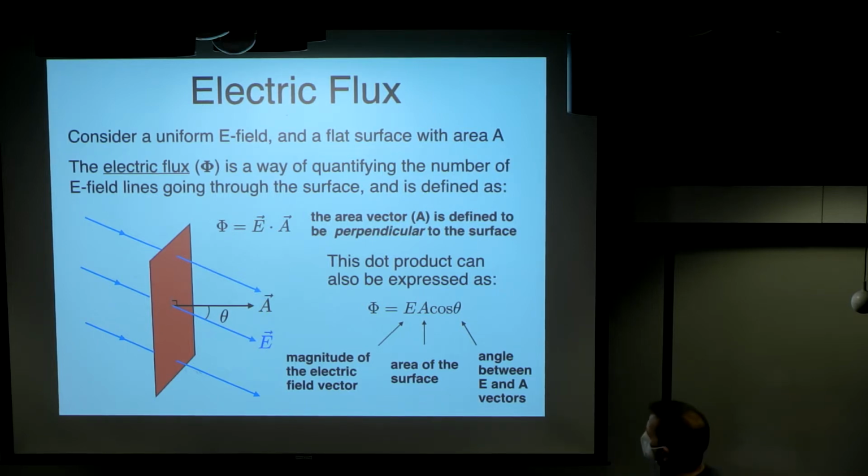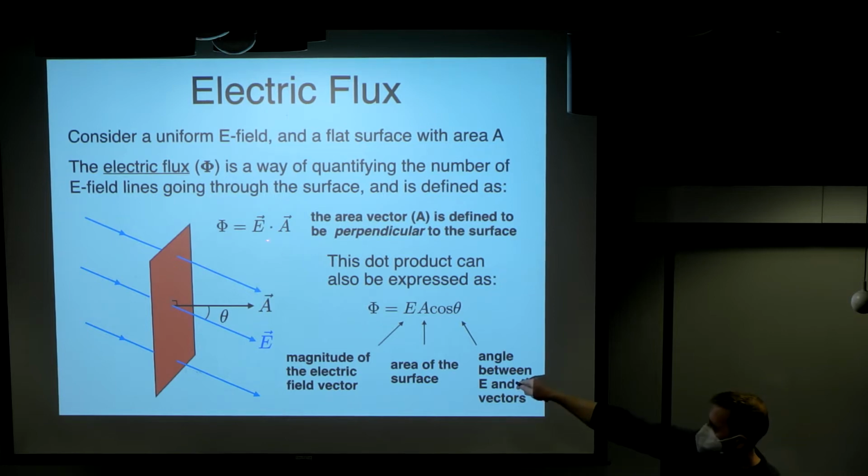If you don't remember how to take the dot product, this is how it works. I take the first vector, which is E, and take the magnitude of that. Then I take the second vector, which is A, and take the magnitude of that. And then I multiply by the cosine of the angle between the two vectors. In other words, my electric field vector and my area vector will make some angle theta with respect to one another. And if I'm trying to find the dot product of E dot A, I have to include the cosine of theta in that.